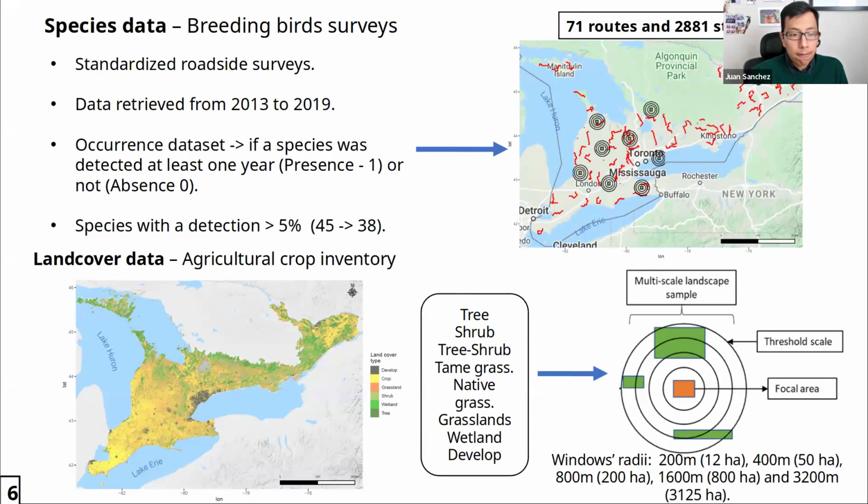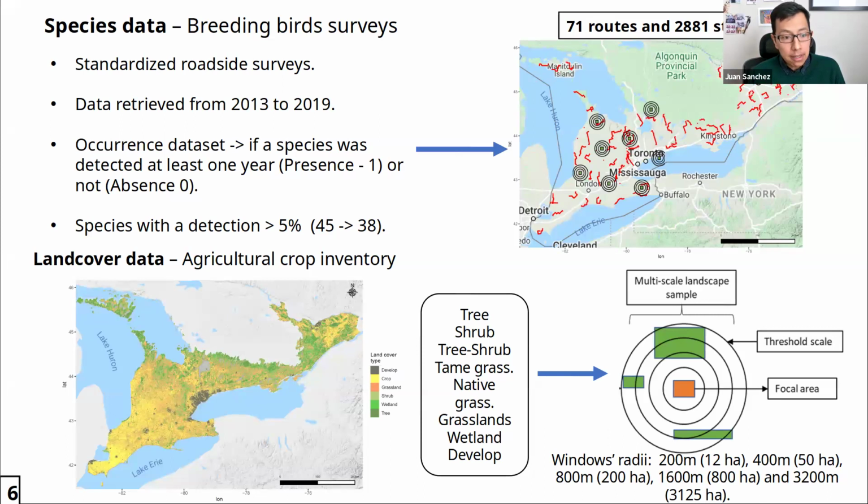The data that I used to do this research have species data that I obtained from the breeding bird surveys, which are standardized road surveys. I used data between 2013 and 2019, and I built an occurrence dataset, a dataset that only has ones and zeros. And I only worked with species that have a detection higher than 5%.